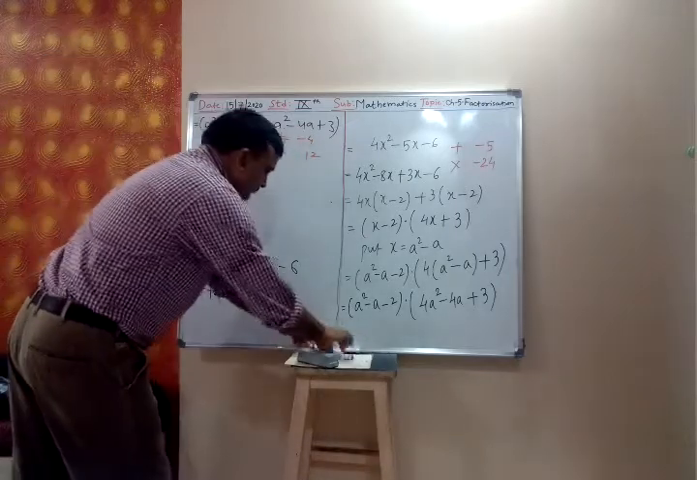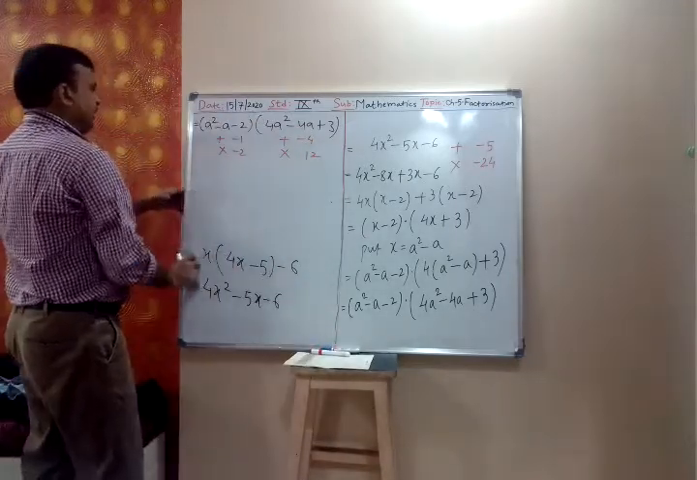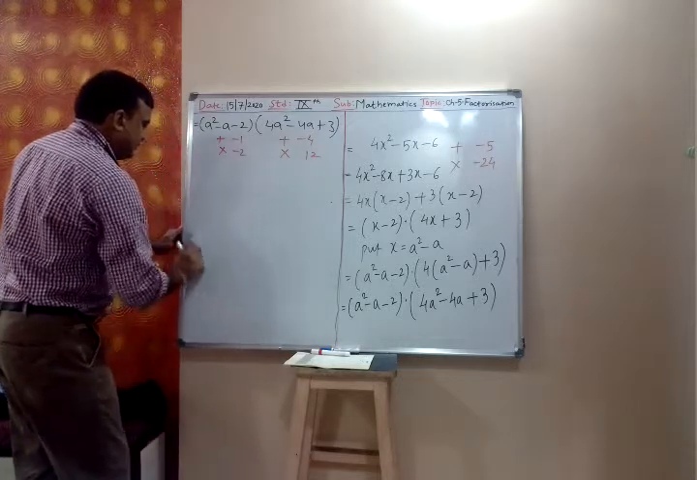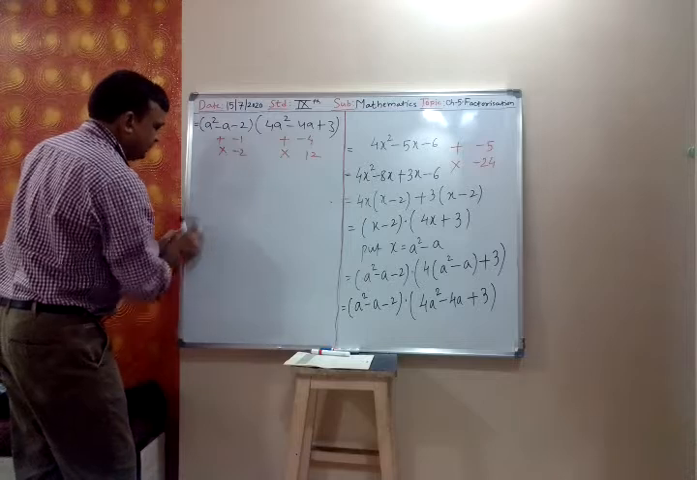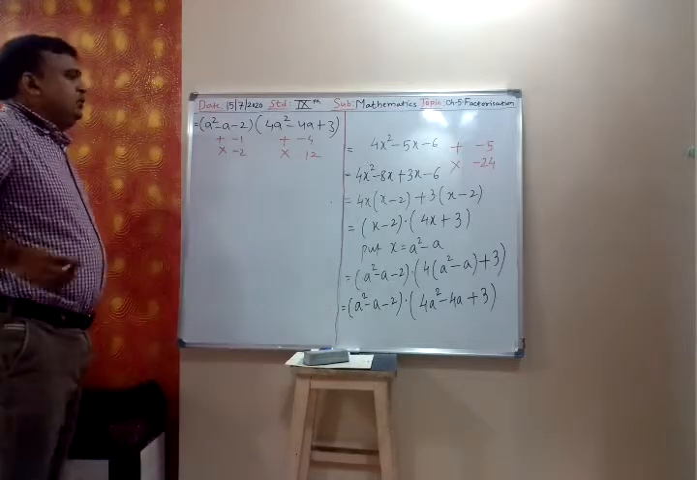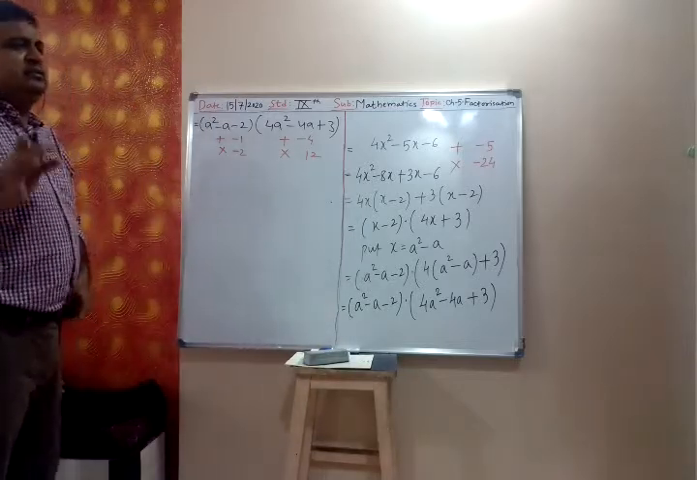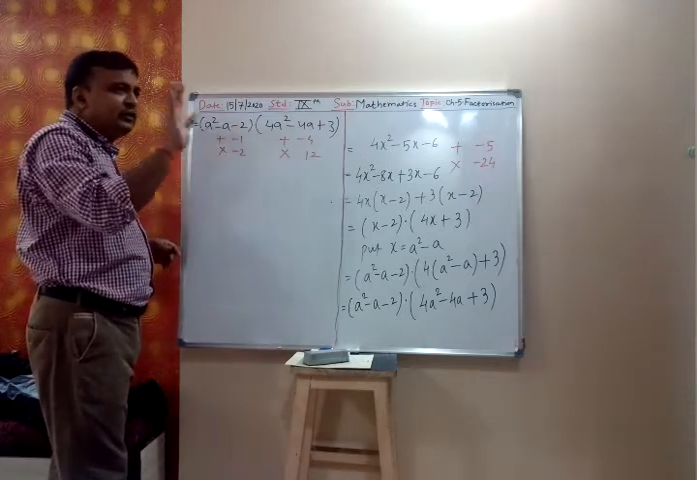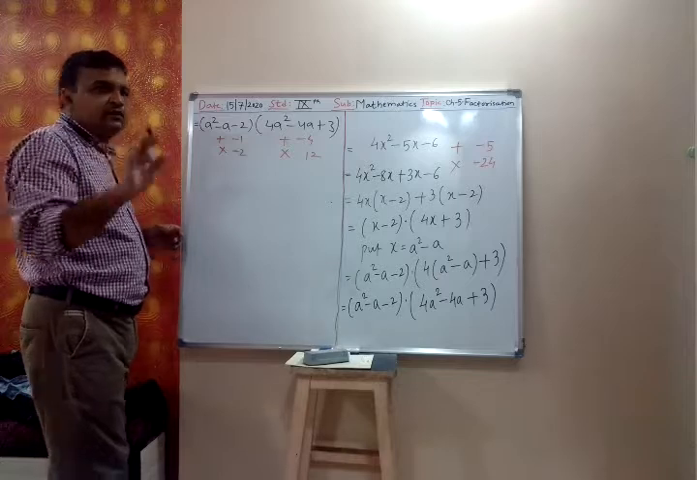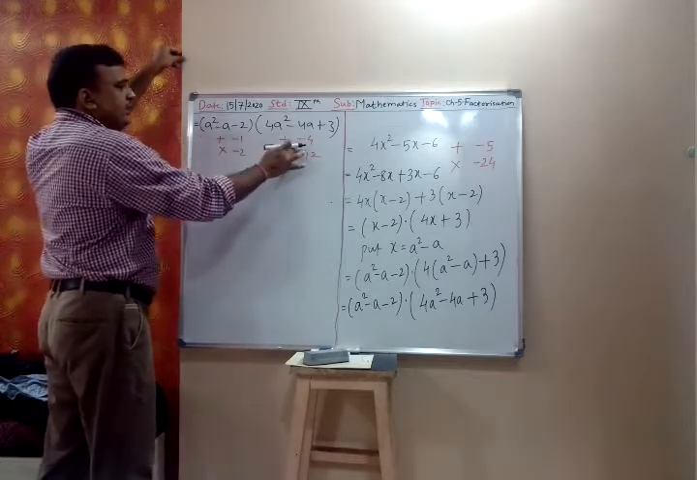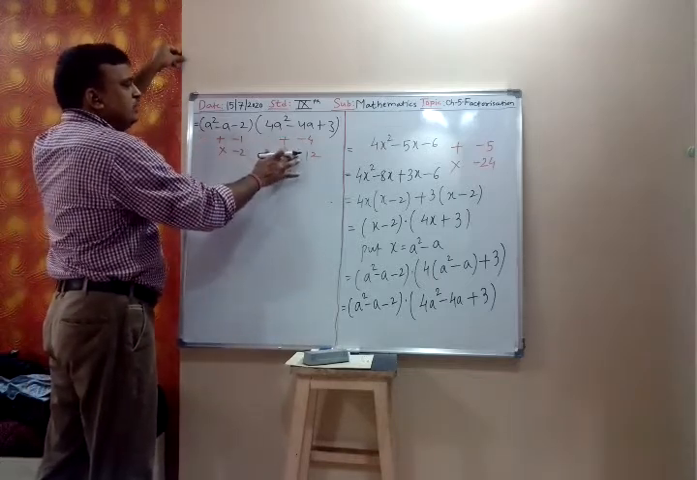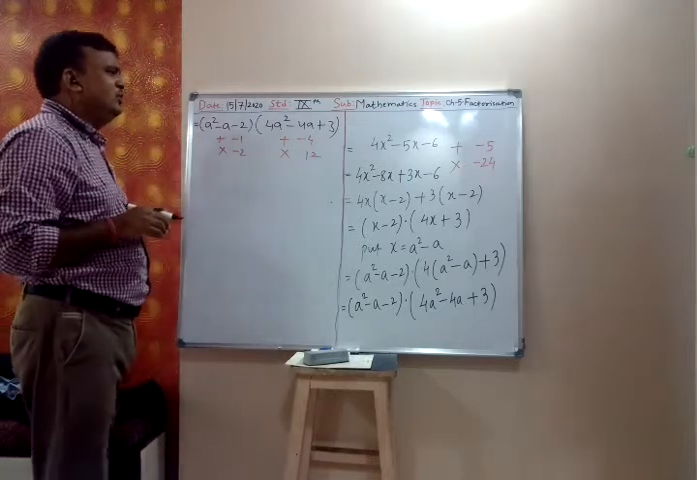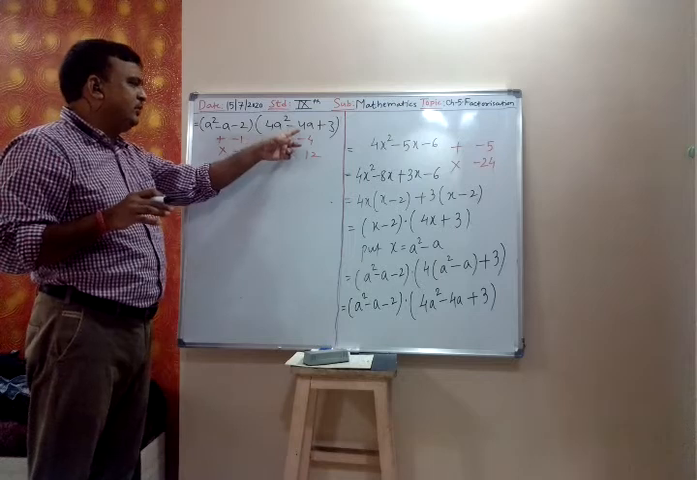Now can you factorize first? Yes or no? Yes. So find two numbers whose sum is minus 1 and multiplication is minus 2. Minus 2 and plus 1. Yes, minus 2 and plus 1. Second one, can you factorize? Find two numbers. No. You cannot factorize the second one.